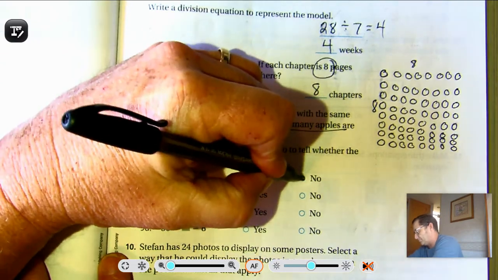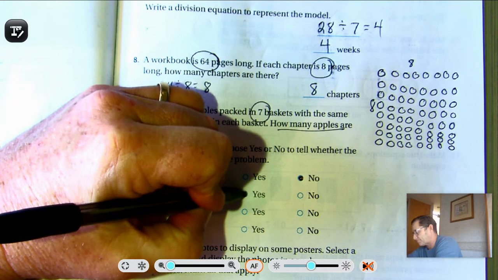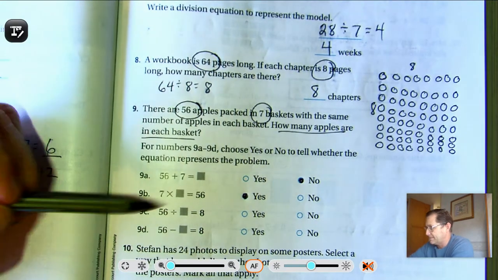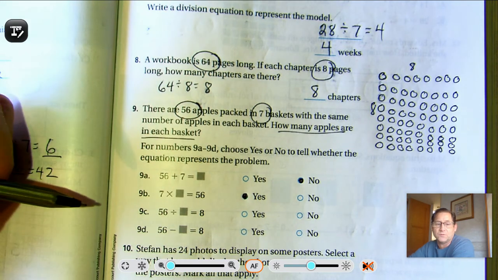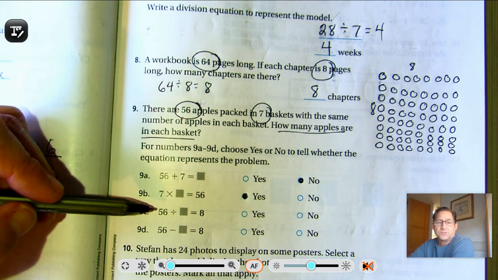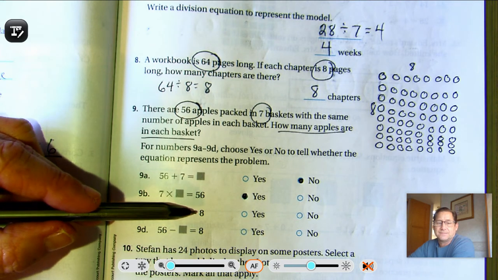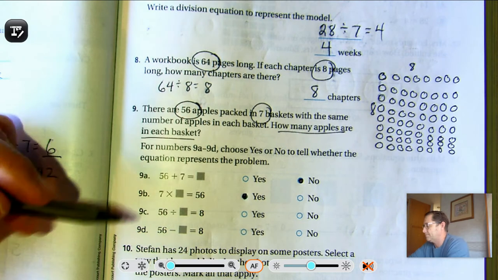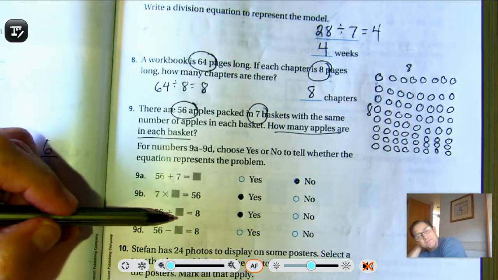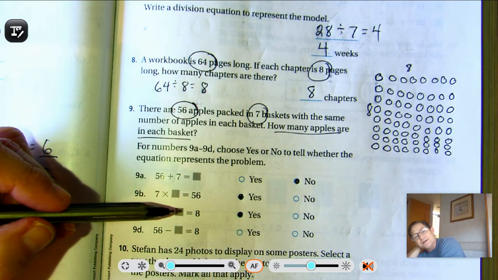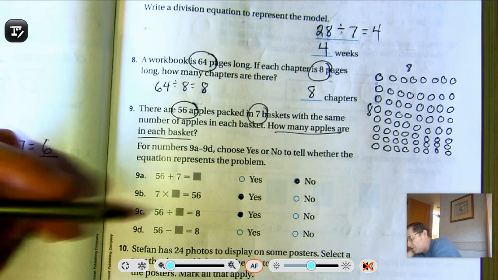So no. 7 times something is 56? Yes, I could do that, because 7 baskets times the number of apples in the baskets would give me 56 total apples. The total number of apples divided by something is 8. Yeah, that would work. The missing number is 7, the 7 baskets. And 56 divided by 7 is 8. 56 minus, no, this isn't a subtraction problem.